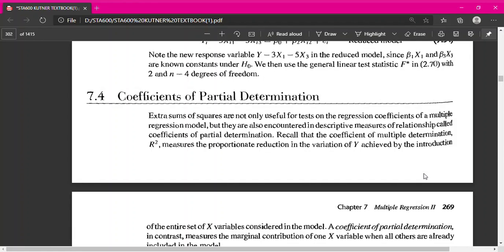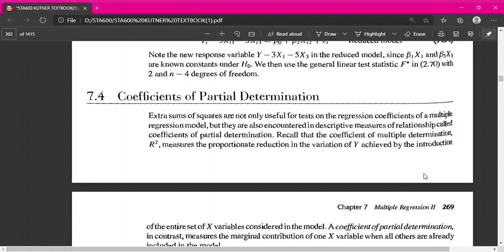Okay, Assalamualaikum. So today we proceed with the next topic, which is the coefficient of partial determination. Actually this is a continuation from the topic extra sum of squares before this.